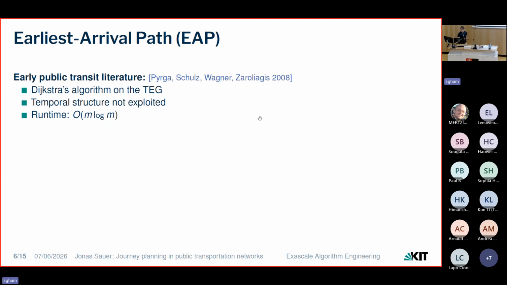So instead of focusing on the Pareto problem, let's first solve only for arrival time. So this is the earliest arrival path problem. In the early public transit literature, until about the 2010s, people would just apply Dijkstra's algorithm to the time-expanded graph. I mean, this works and it's reasonably fast, but it doesn't exploit the temporal structure of the graph at all.